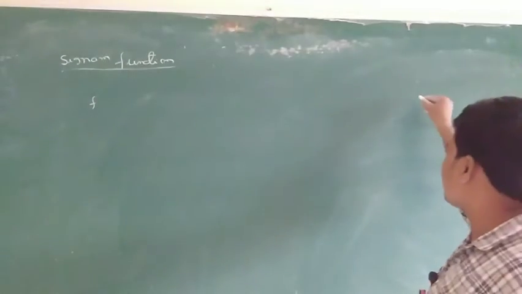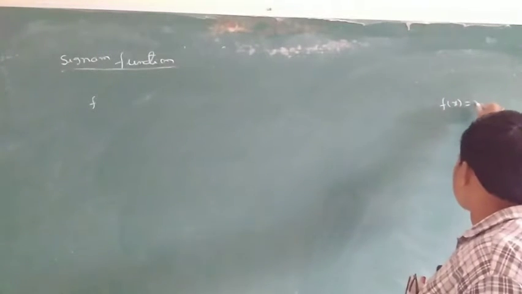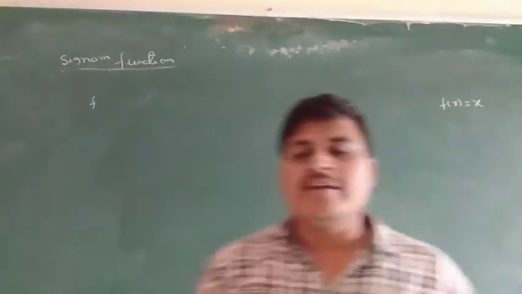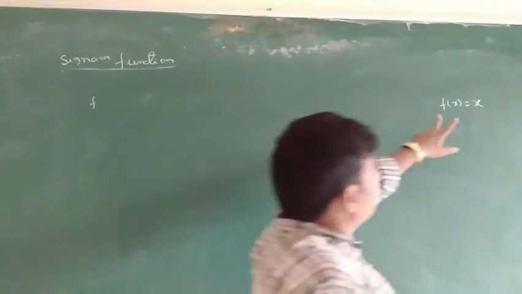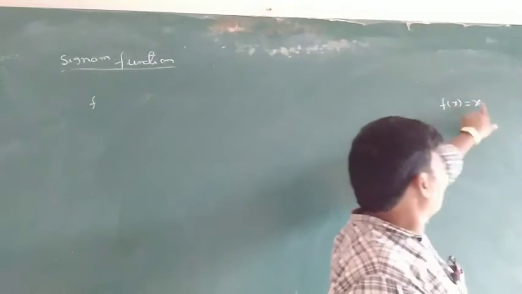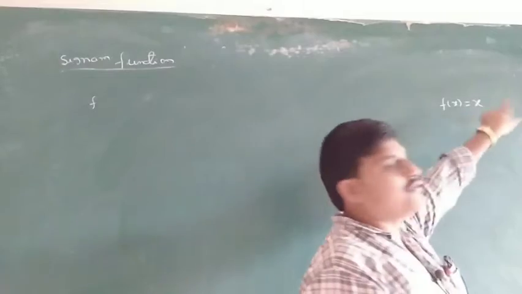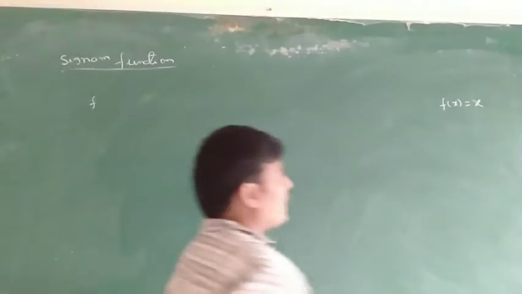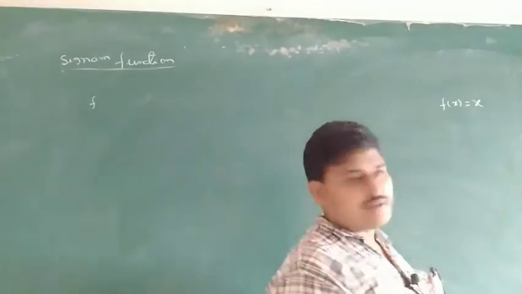What is the identity function? f of x is equal to x. What is the meaning of identity function? You take any x value, the result is the same as that value. f of 1 equal to 1, f of 2 equal to 2, f of 3 equal to 3, f of 4 equal to 4. This is the meaning of identity function. So identity means unity.